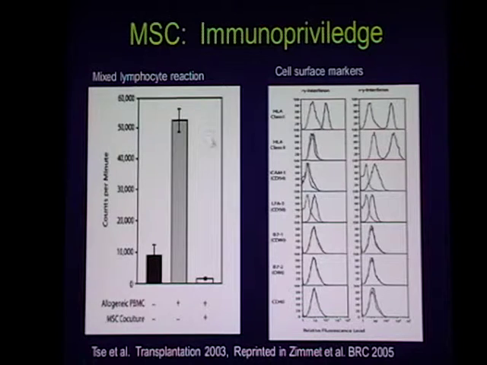This effect is shown in this slide, looking at mixed lymphocyte reaction. In the presence of allogeneic peripheral blood mononuclear cells, T cells have the capacity to proliferate. This is shown by incorporation of tritiated thymidine. If MSCs are added to the mixture of the peripheral blood mononuclear cells and T cells, you can see that the T cell proliferation is totally suppressed. And so again, this has been the basis of measuring this immunosuppressive effect.